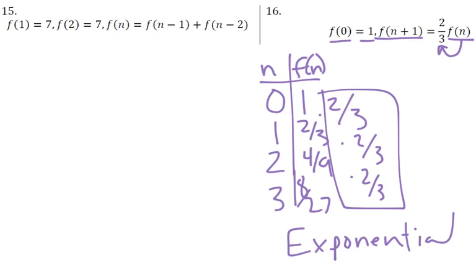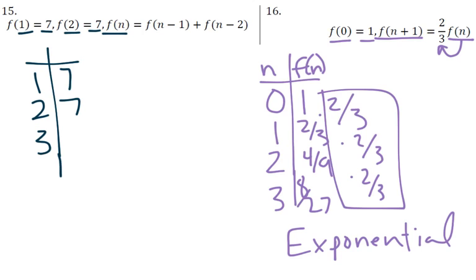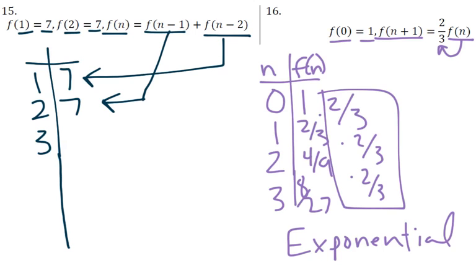Okay, now number 15, another recursive, says f of 1 equals 7, f of 2 equals 7. So they gave us 2. Both 7. Now it says to get to the next term, you take the previous term and add it to the two previous terms. So that f of n minus 1 would be this, f of n minus 2 would be this, so 7 plus 7 is 14. 14 plus 7 would give us 21. 21 plus 14 would give us 35, and so, that should have been 5.